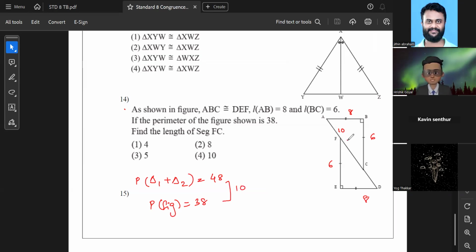तो ये 10 जो है, वो यहाँ से गया है. So it's 2 times FC. Now when I subtract, this becomes 10, which is basically 2 times FC. FC इधर से भी, इधर से भी. So which means FC is equal to 5. FC is 5. Option 3 is your correct answer.